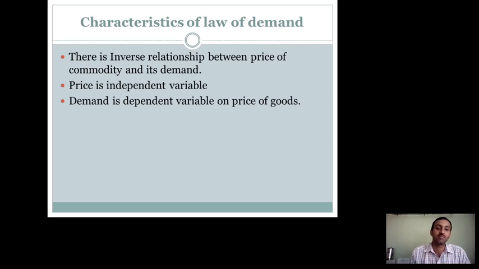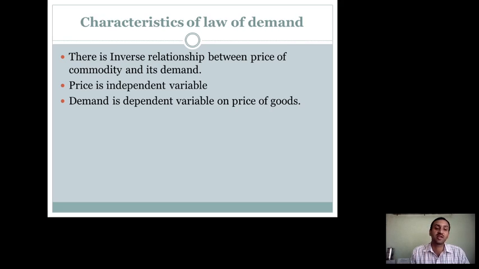After that, price is an independent variable. Price is an independent variable which we cannot control. The prices change according to the market conditions and various other factors, because of which the price is an independent variable. The price cannot be controlled by an individual, but it is a market process. Therefore, the price is an independent variable.